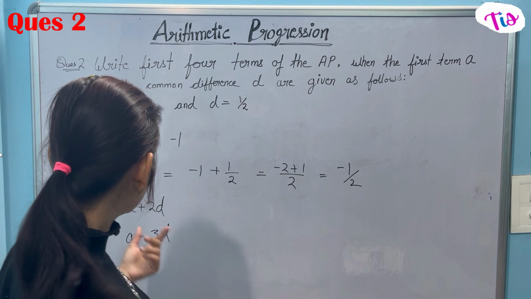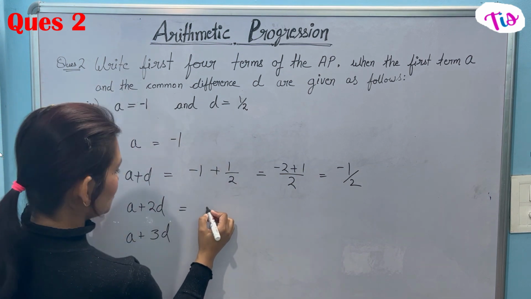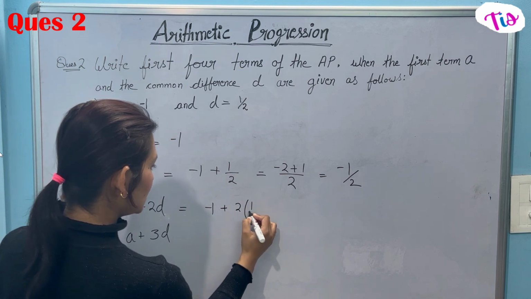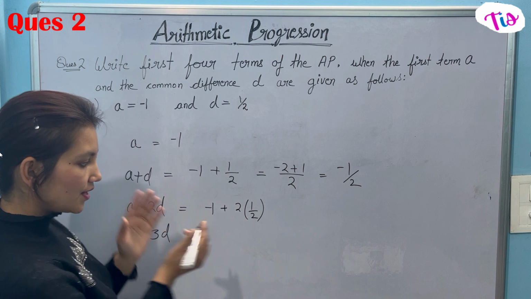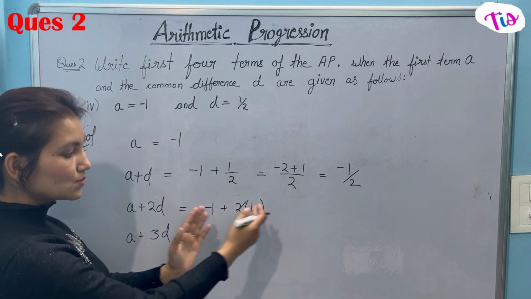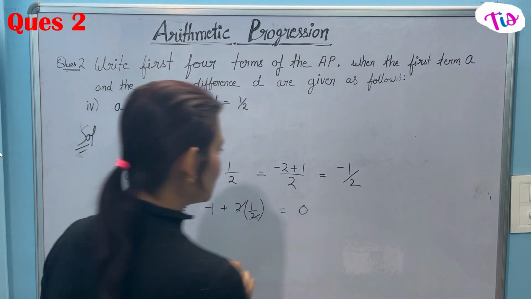Now let's solve for the third term, A plus 2D. You just need to put the values and solve. A is -1, it's really simple, plus 2D, and D here is 1 upon 2. So here the 2 gets cancelled out, and we are just left with -1 plus 1. And -1 plus 1 is 0. So the third term is 0.